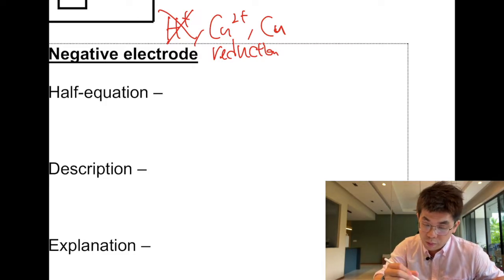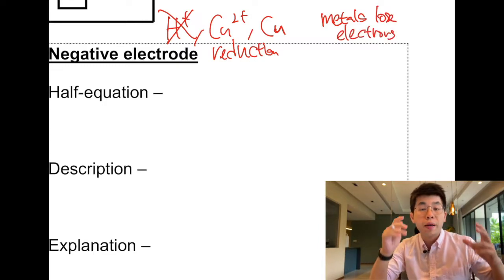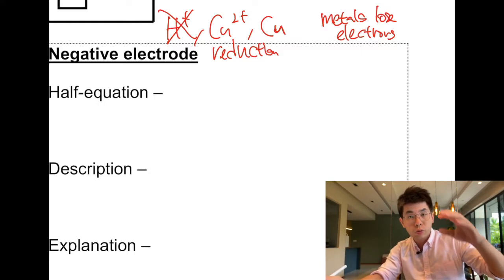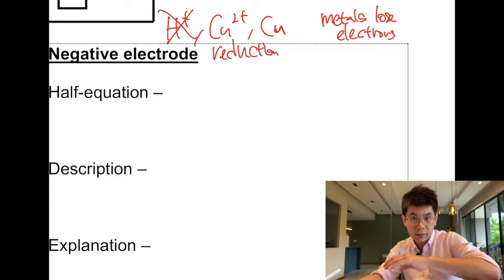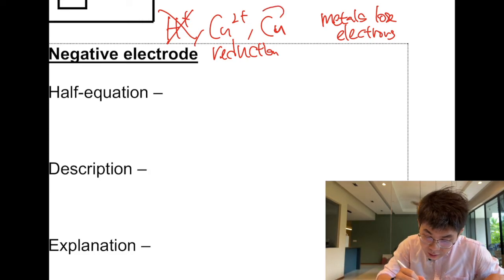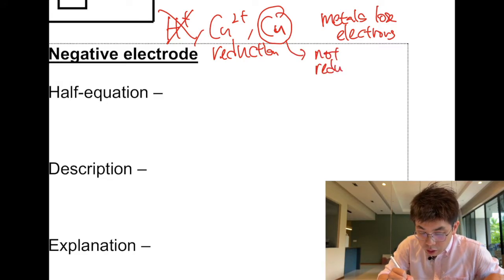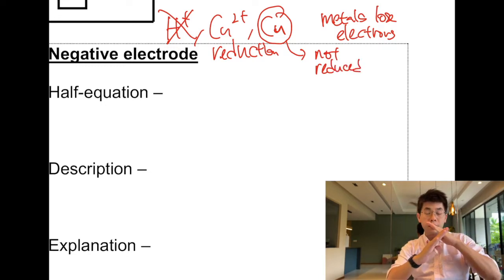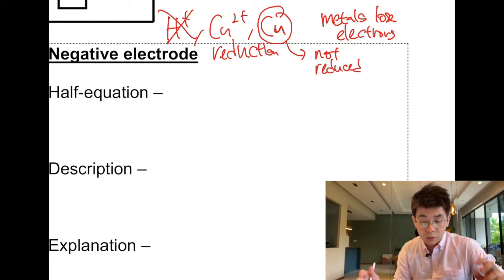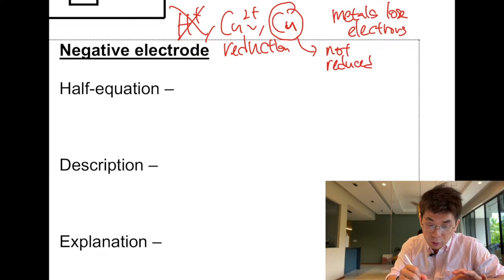One thing that you must remember is that metals lose electrons. That is a property of metals. The metallic character is that metals lose electrons. Metals must be oxidized. Metals cannot be reduced. So let's circle the copper and remind ourselves that metals are not reduced. Right? So over here, the electrode cannot react. So the copper does not react. So which one do I select? It's the Cu2 plus ions.